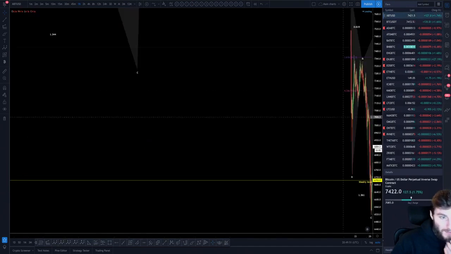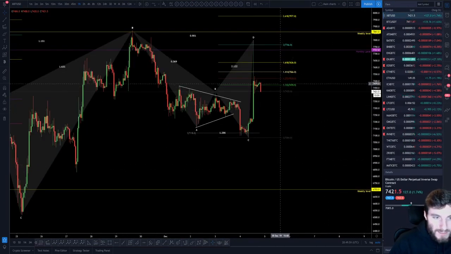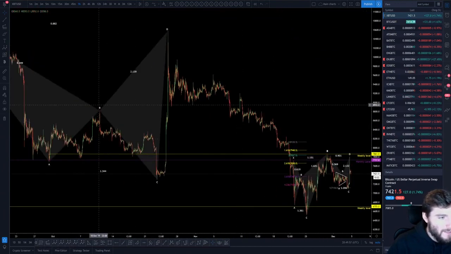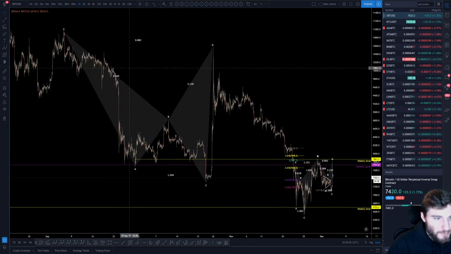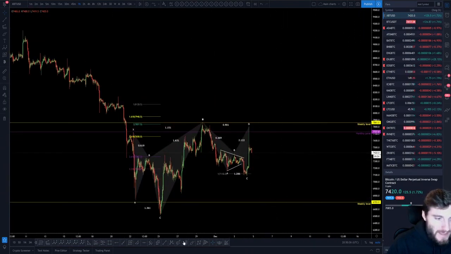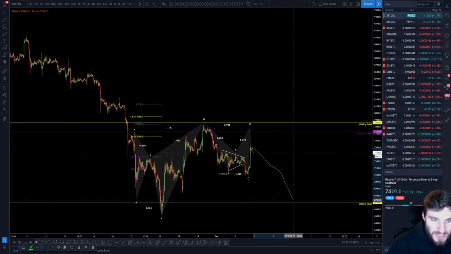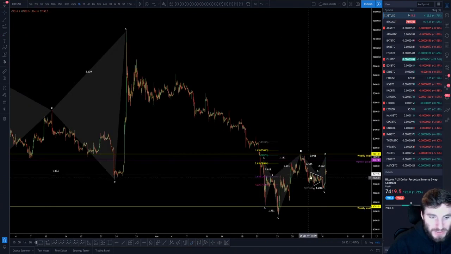Bitcoin heading down. Yeah, Bitcoin is heading down. I think that this fractal for me was absolutely picture perfect this morning. So I wouldn't be overly surprised for it to just do this. But I don't know, from this fractal to this fractal is so similar.